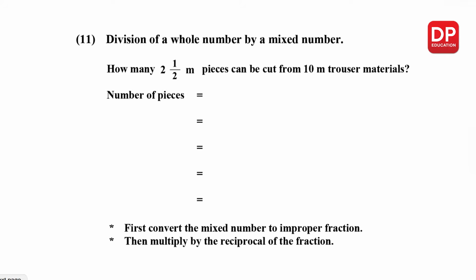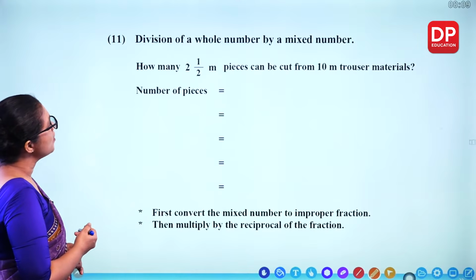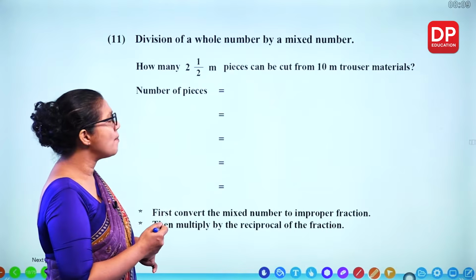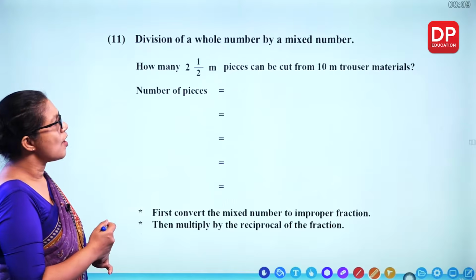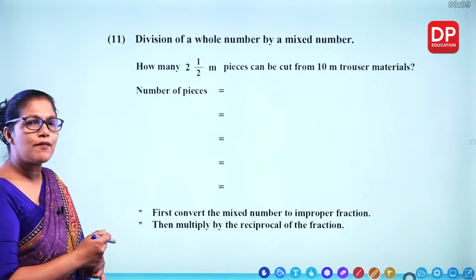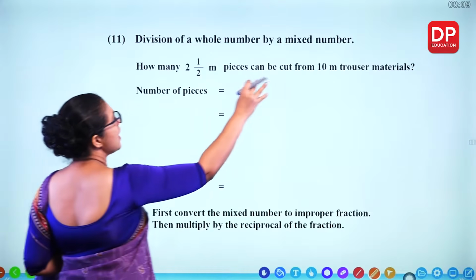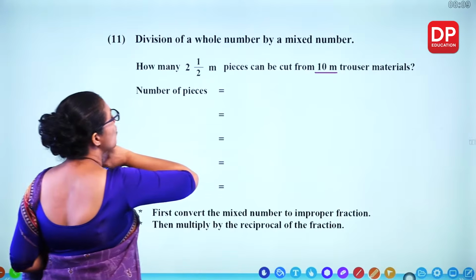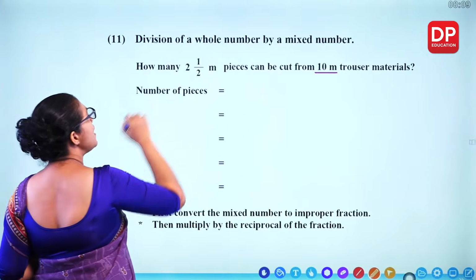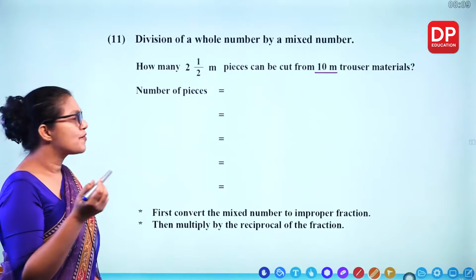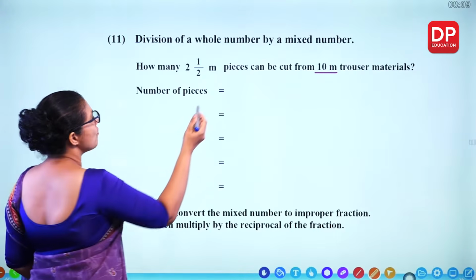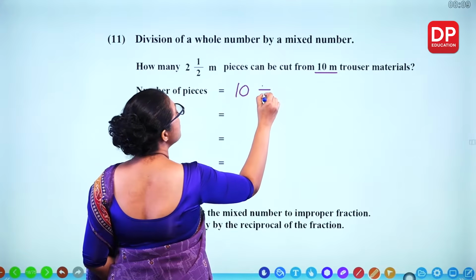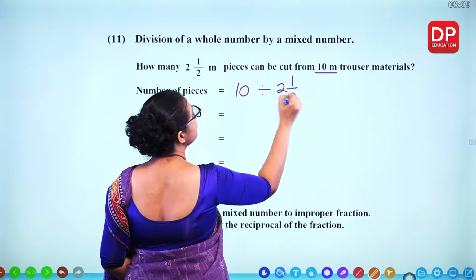Division of a whole number by a mixed number. Now look at this question. How many 2.5 meter pieces can be cut from 10 meter trouser material? So how can we find out? You divide. So 10 is the total length, and you need to find out how many pieces of 2.5 you can cut. So what's the question? Number of pieces becomes 10 divided by 2.5.